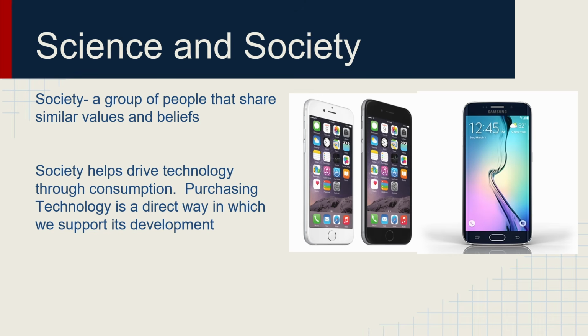Science and technology and society all play a large role in each other. Society is a group of people who share similar values and beliefs, and society has a major influence on technology. One of the most direct ways that happens is through consumption. We are all consumers. We must consume. When people choose to buy a product, they're supporting the companies and technologies behind that product.